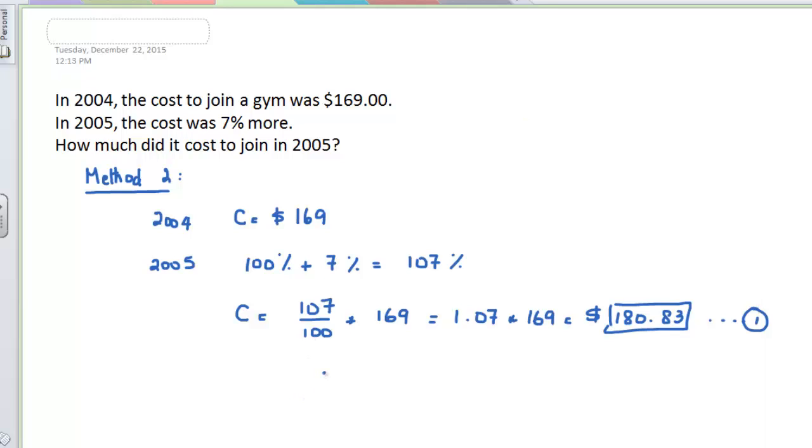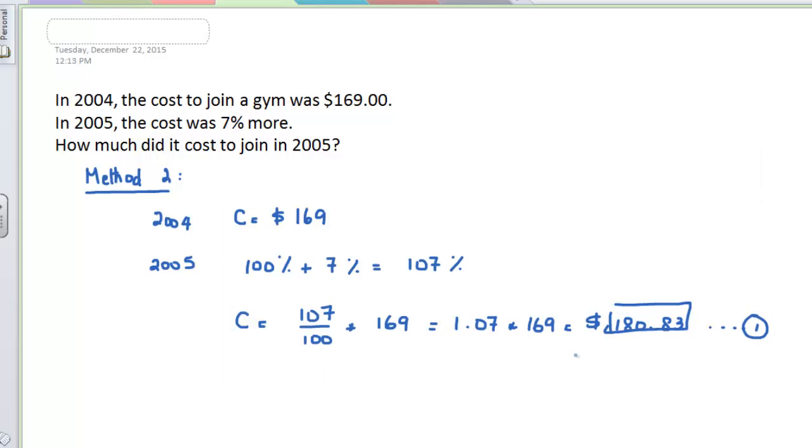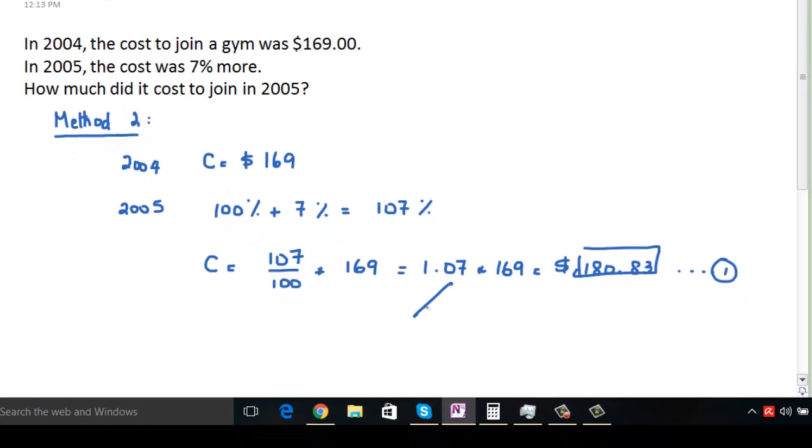And if you see here, this 107 means what? This 107 means it's composed of two things, the 1 and the 0.07. The 1 means the 100%, and the 0.07 means the 7%. If I add it together, I will get the 107%, or I can say 1.07. Both are correct.